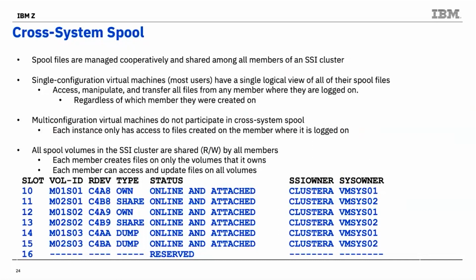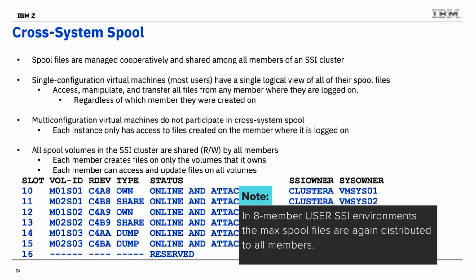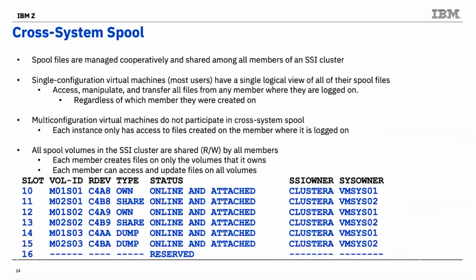That's for a non-SSI environment. In an SSI, this gets cut by 4, and we do this so that cross-system spooling can work. So that basically each member of the cluster can create a certain number of spool files for a user, but then you can access them from wherever, and they can be manipulated from wherever. Now, this is a statement for standard users, for single configuration virtual machines. Ident users cannot participate in cross-system spool. In fact, they can only access the spool files that were created on the member that they're currently running on.